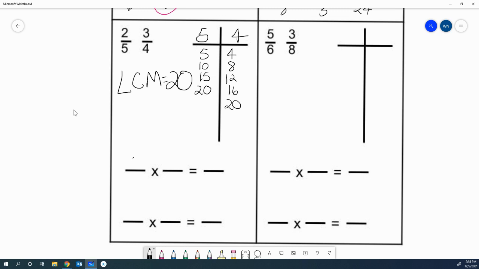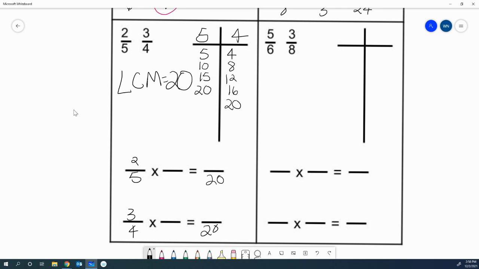Beautiful. So let's go ahead and write our fractions in. We've got 2/5 and 3/4. And I want my denominator to be 20 because that's my least common multiple. That's the lowest denominator I can have between these 2 numbers and still be able to add them.